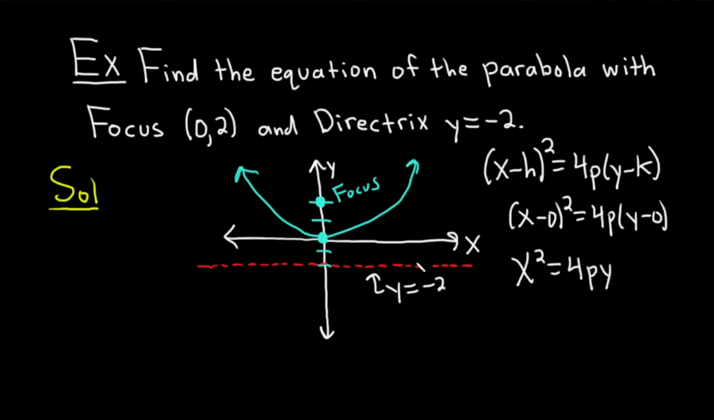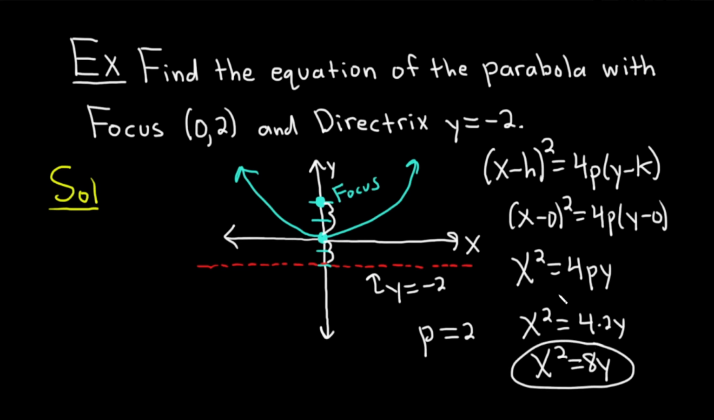Well, the absolute value of p is the distance from the vertex to the focus. It's also the distance from the vertex to the directrix. You can clearly tell from the picture the distance is 2. So in this case, the absolute value of p is equal to 2. Since it opens up, p is positive, so p is equal to 2. If it opened down, p would be negative, so it's very important. x squared is equal to 4 times 2 times y, so x squared is equal to 8y. And that would be the equation of the parabola with focus (0, 2) and directrix y equals -2.